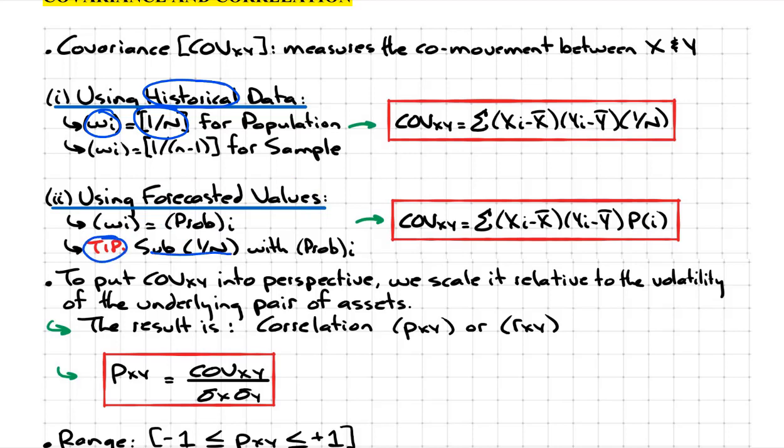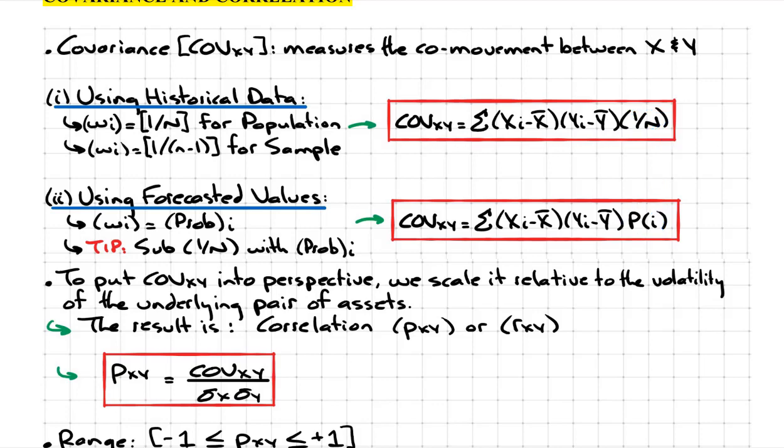So we're going to substitute the 1 over n, which we used here, with the probability of that forecasted value occurring, which is right there. And you can see the transformation right there. That's the only difference between the two approaches to calculating covariance. So rather than having to grapple with two different frameworks, it's really just one framework, with the only difference being how we calculate the weights.